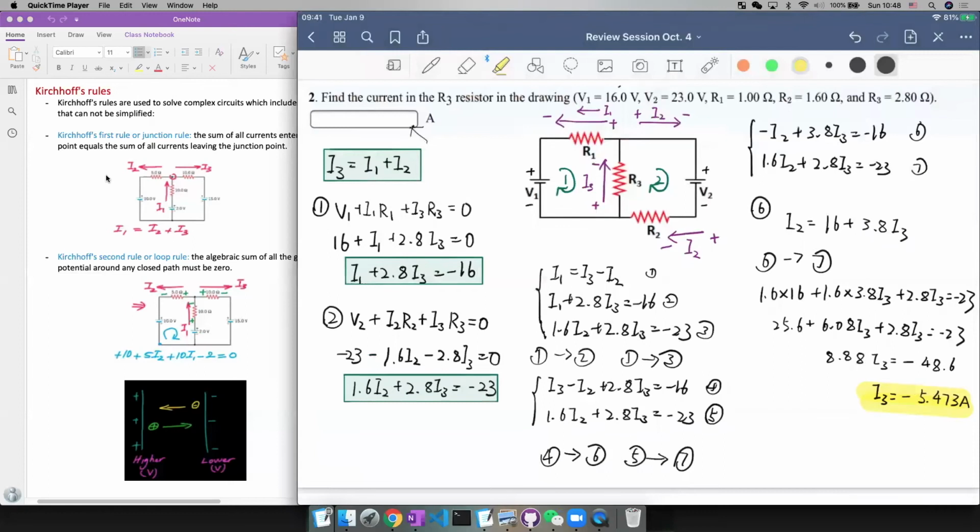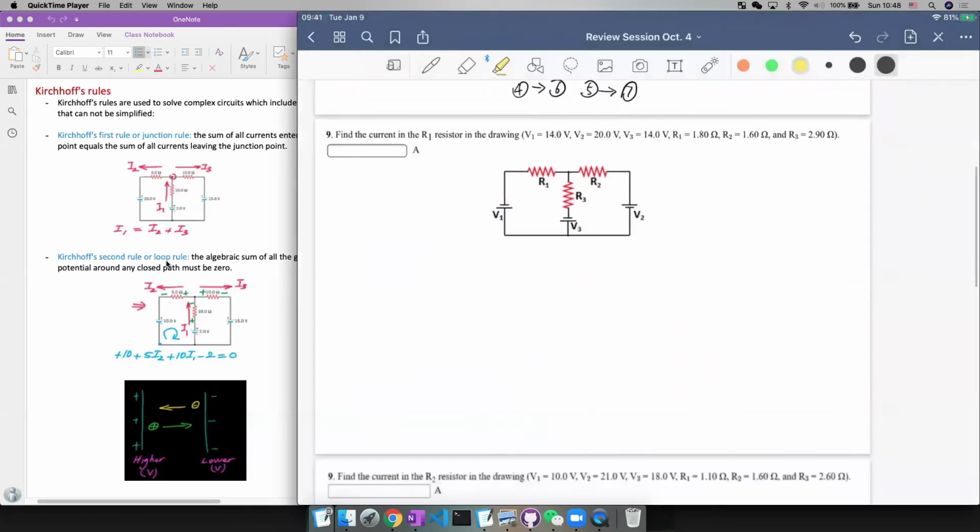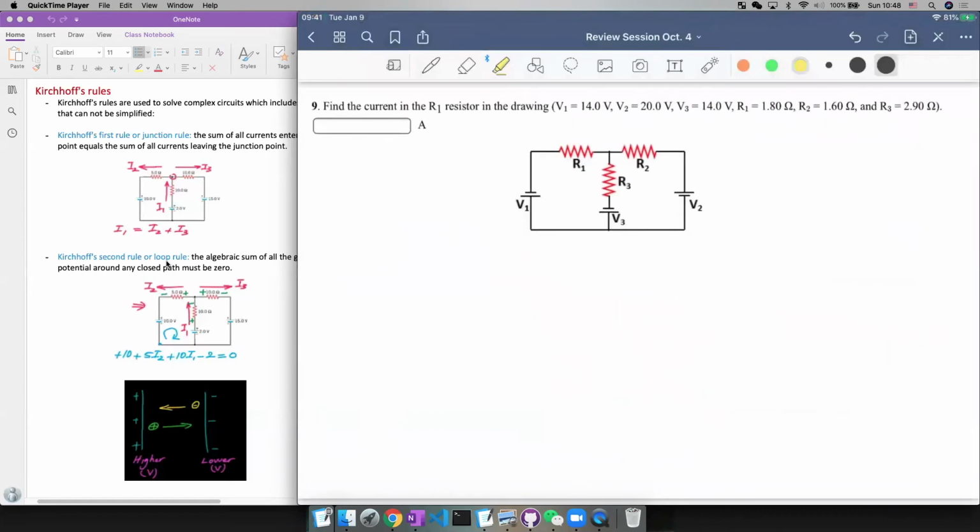Okay, so now let's move to the next question. This is question 9 from homework. So this question is a little bit complicated, more than question 2, but only one.